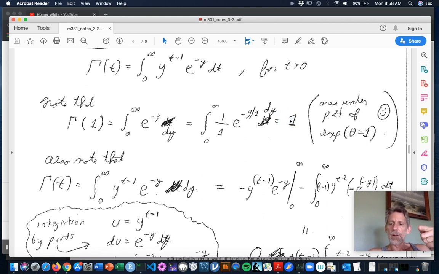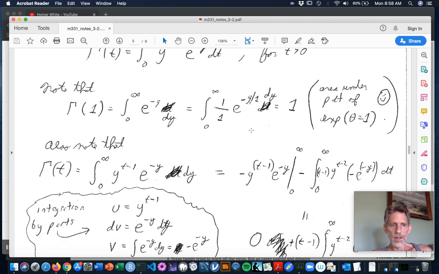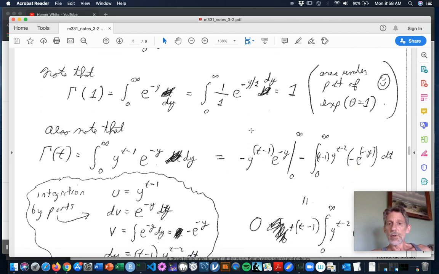So you'll see this quite often in probability situations. You can avoid having to do an integral because you can recognize the integral as being related to the integral of a PDF over its support. And that would be 1. So anyway, gamma of 1 is 1.